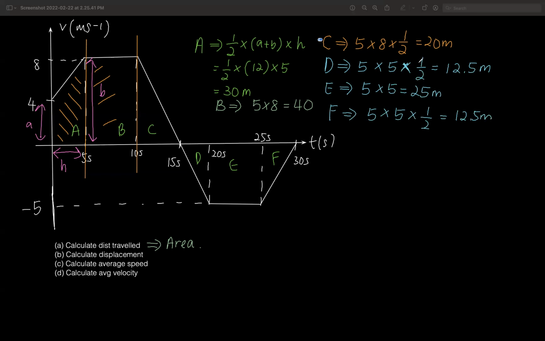Okay, then you add up. So we have calculated all the area. Of course, this shape you can straight away calculate at once. This DEF is a trapezium as well, but still you get the same answer. We add up the area. Total we get 140 meter. So this is the distance traveled.